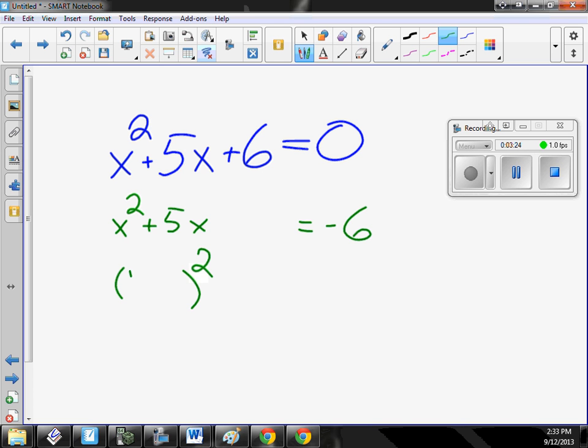The worst thing you can do is try to solve this using decimals. So I don't want to do x plus 2.5. I want to leave it in fraction form because it's way easier. What is half of 5 in fraction form? 5 over 2. The reason you want to leave it in fraction form is it's really easy to square a fraction. What is 5 halves squared? Well, 5 times 5 is 25 divided by 2 times 2 is 4. So we're going to add 25 fourths.